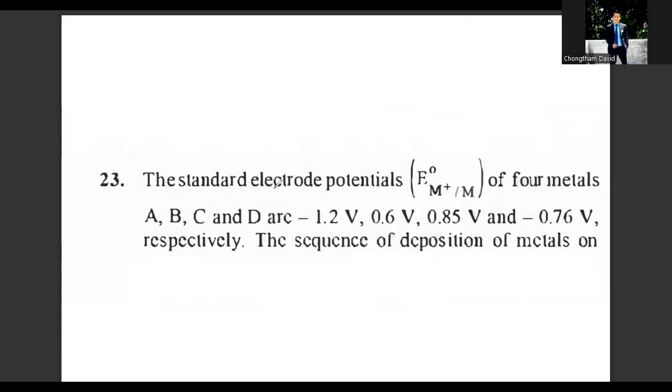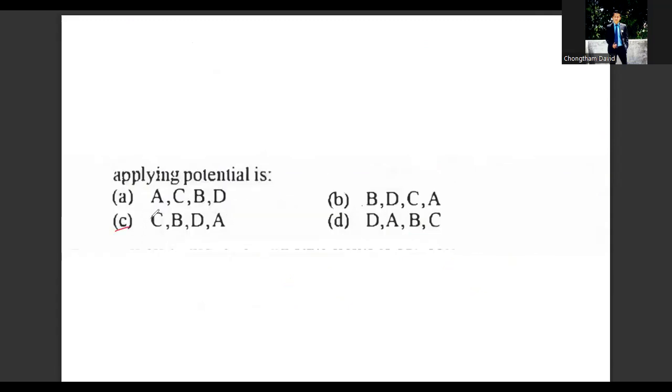The standard reduction electrode potentials of four metals A, B, C, D, same question repeated again, are minus 1.2, 0.6, 0.85, and 0.76. So from this, we can easily conclude C, B, D, and A, right? As the value of this reduction potential decreases, reducing power increases. So let us see for this option C, B, D, A. Where is it? CBDA. Yes, option C would be the answer for question number 23.